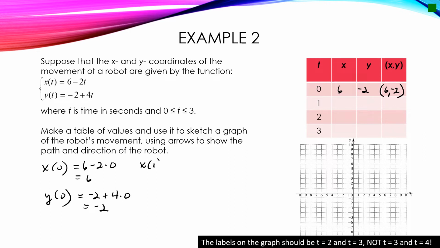How about x of 1? That's going to be 6 minus 2 times 1. 6 minus 2 is 4. And y of 1 is negative 2 plus 4 times 1. Negative 2 plus 4 is 2. Go ahead and pause the video and finish filling out the table.